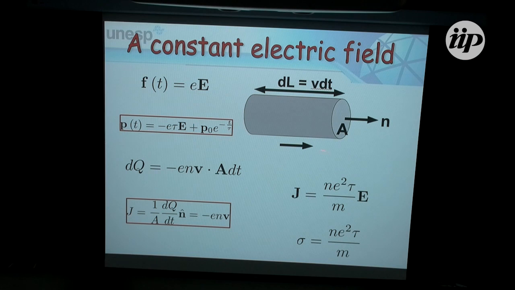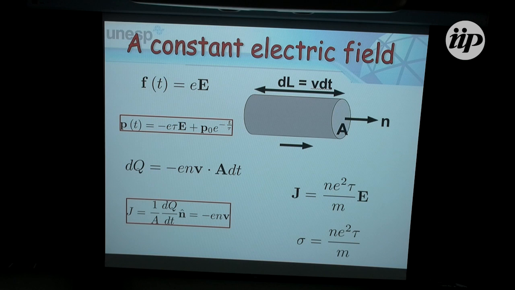So say, for example, if you have gold, then you have a density of particles. If you have something else, then the density is different, and so on and so forth. And this quantity that relates the current density and the electric field, or if you like, the current and the voltage, is the conductivity, right? And this is known as Drude's conductivity.